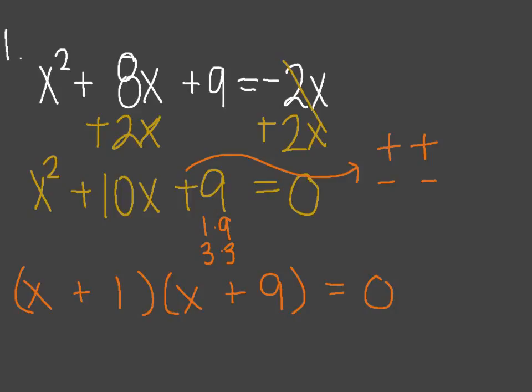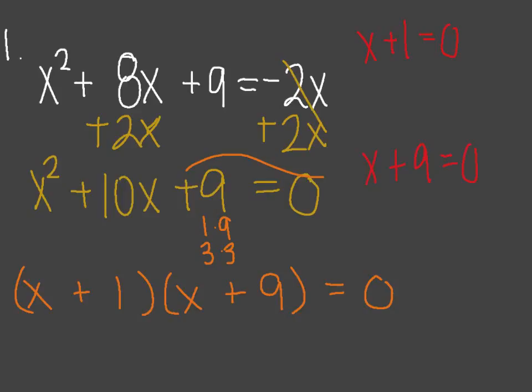Now, the next step, since we have that equal to 0, is to set each of the parentheses equal to 0. So let's erase this over here so I have enough room. I am setting my first parenthesis, x plus 1, equal to 0, and my second, x plus 9, equal to 0.